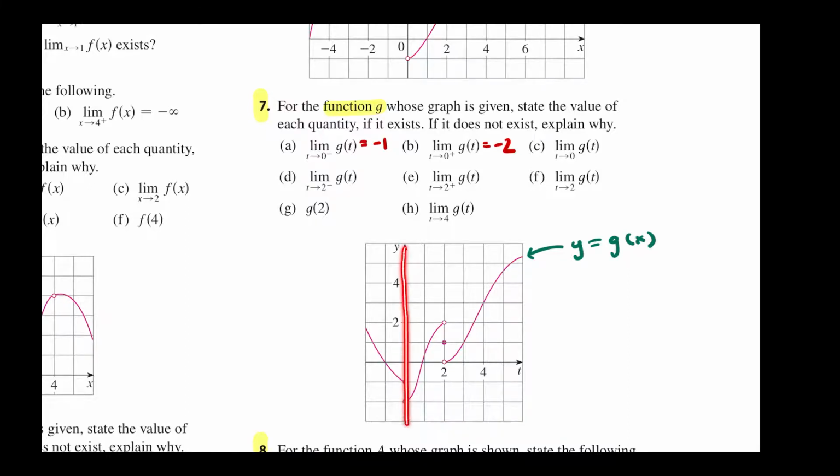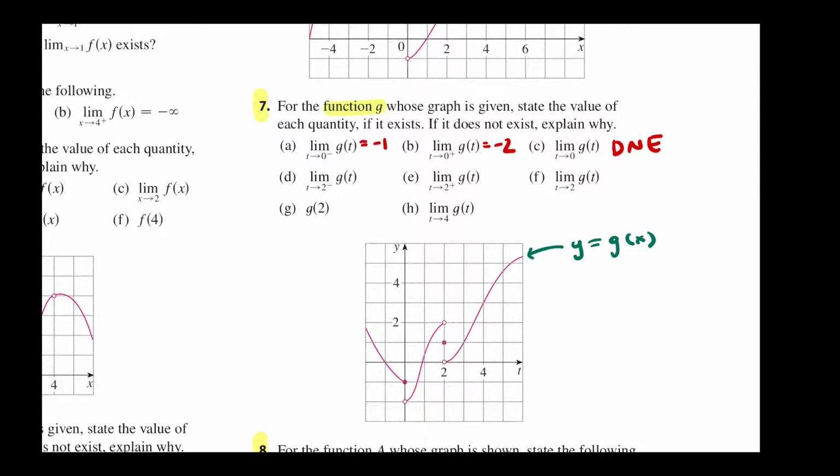So when t is equal to 0, you're going to have two things going on. On one side, we're getting -1. On the other side, we're getting -2. So the limit does not exist. Okay.